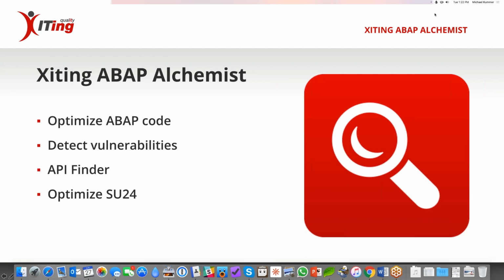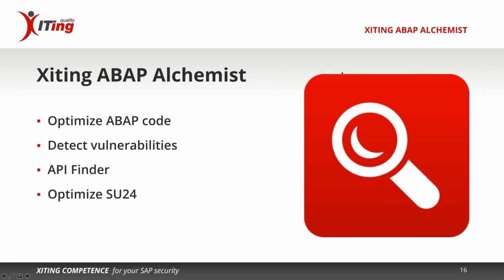Okay, so we'll move on to the next section, dealing with scanning your custom ABAP code. And we look at it both from a development as well as from a security perspective. We're going to cover mostly the security aspect, but just a few words about the ABAP Alchemist as a development tool. So what it does is it scans your custom ABAP code, and it detects vulnerabilities. In addition to that, we have what we call an API finder.